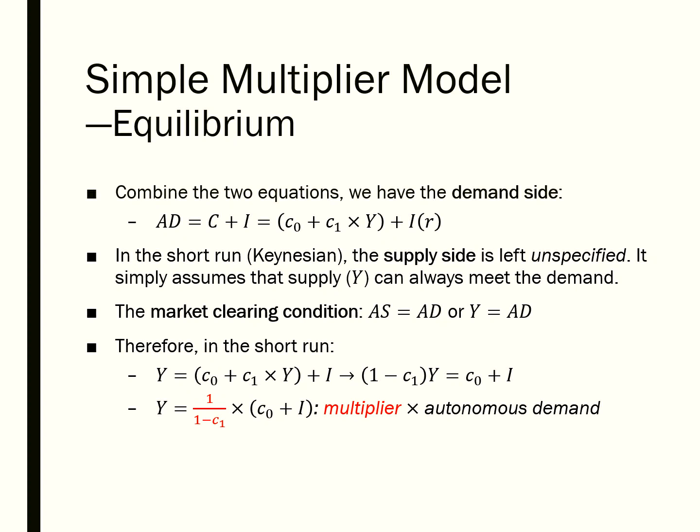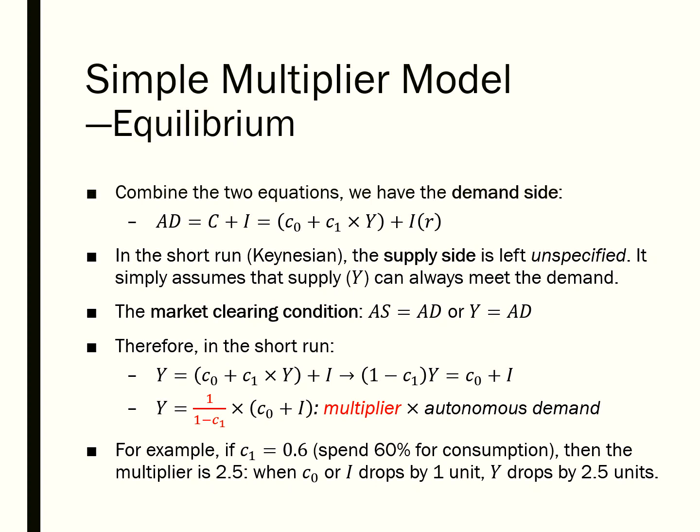The black part is called the autonomous demand, including the autonomous consumption C0 and investment. It would be helpful if we have some numbers in. Assume C1 is 0.6, which means you would consume 60% of your income. Then the multiplier is equal to 1 over 1 minus 0.6 equals 2.5. The intuition behind this means every pound you spend can create 2.5 pounds of GDP.